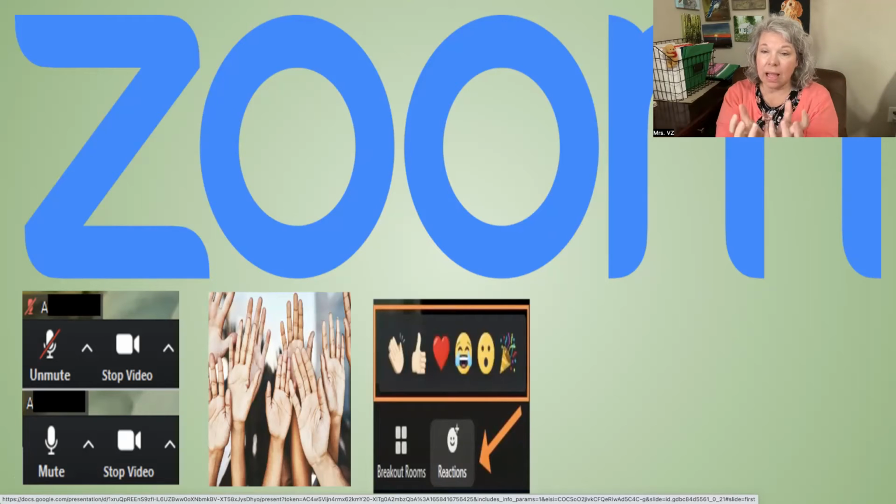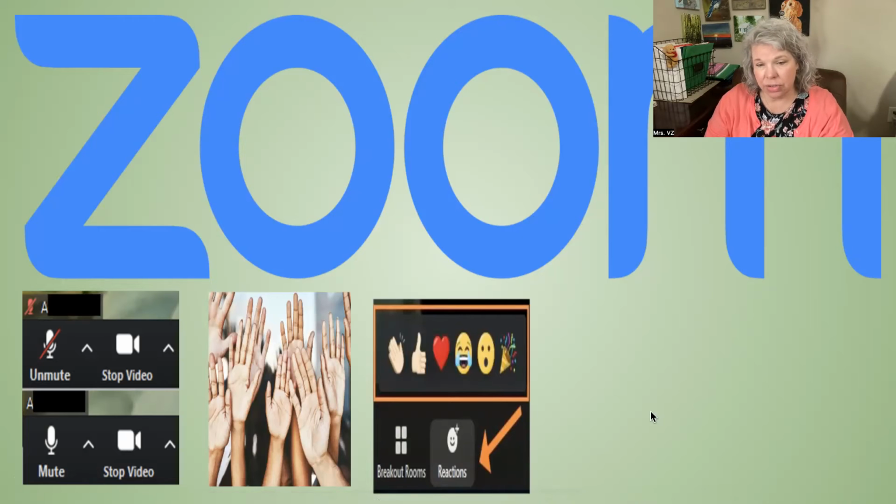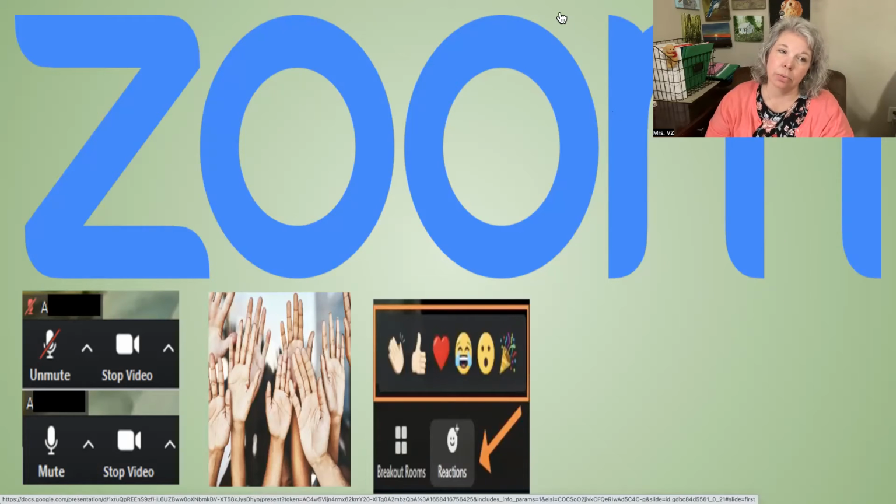And our class is a class of encouragement. We do not have negative comments. We do not tear each other down. We are positive reinforcers in our class. And if I ever see a negative emoticon popped up by a student, I will message them immediately and warn them that if they do that again, they will be placed in the waiting room.